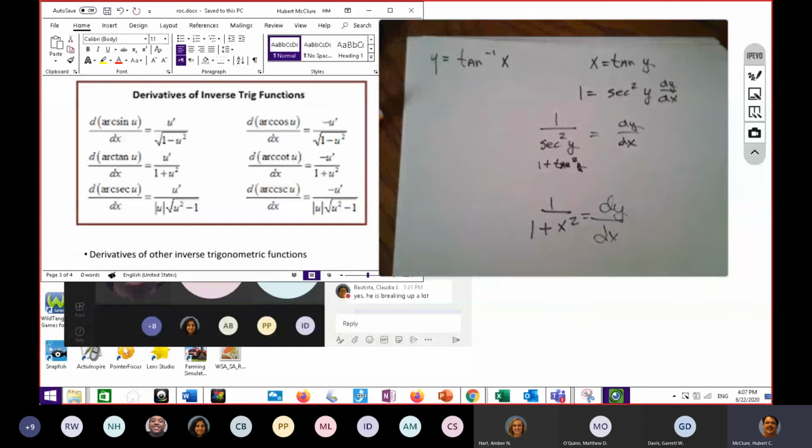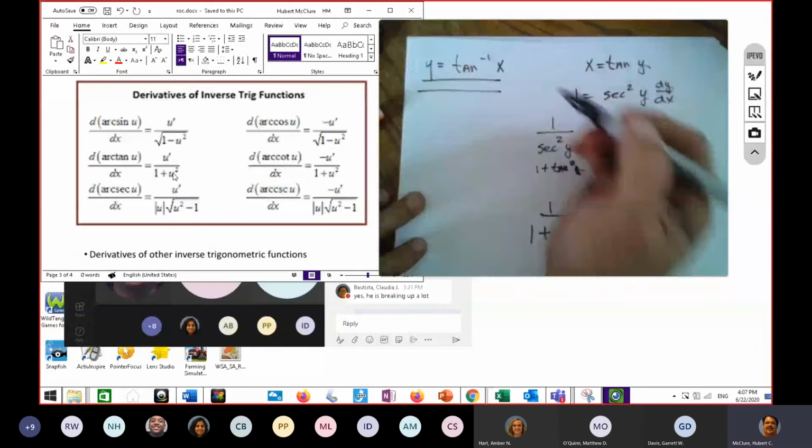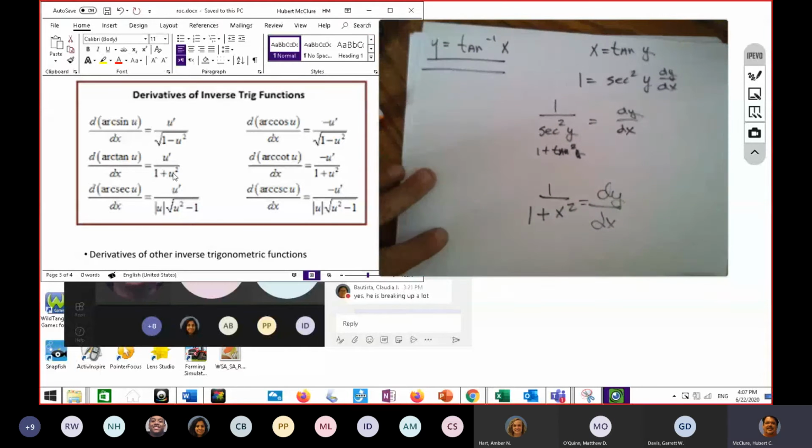So let's look back at our tangent. Everybody look at tangent. 1 over 1 plus x squared. I don't know why I picked you. I'm sorry about that. So the derivative of the inverse tan of x is 1 over 1 plus x squared. The tangent and the cotangent are the only ones that don't have the what? The radical.